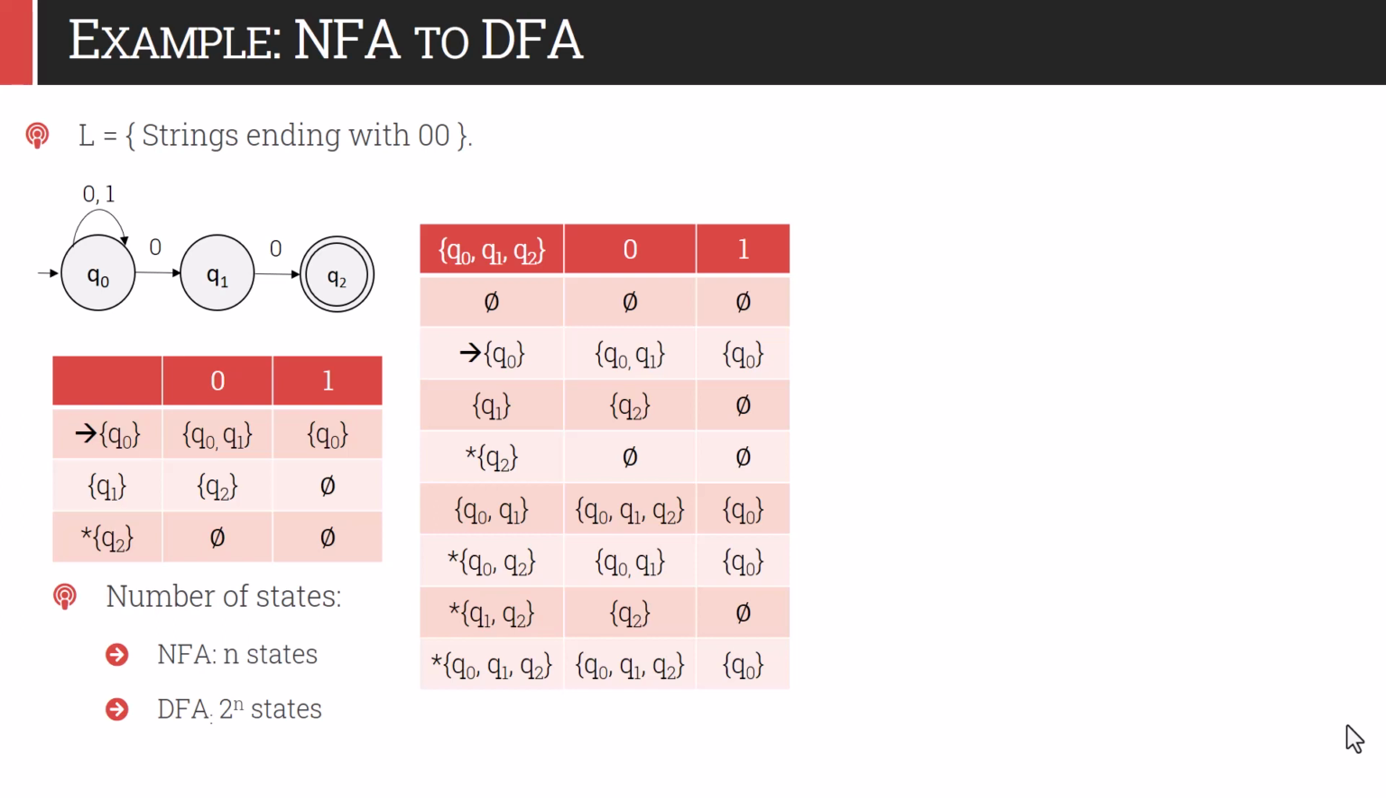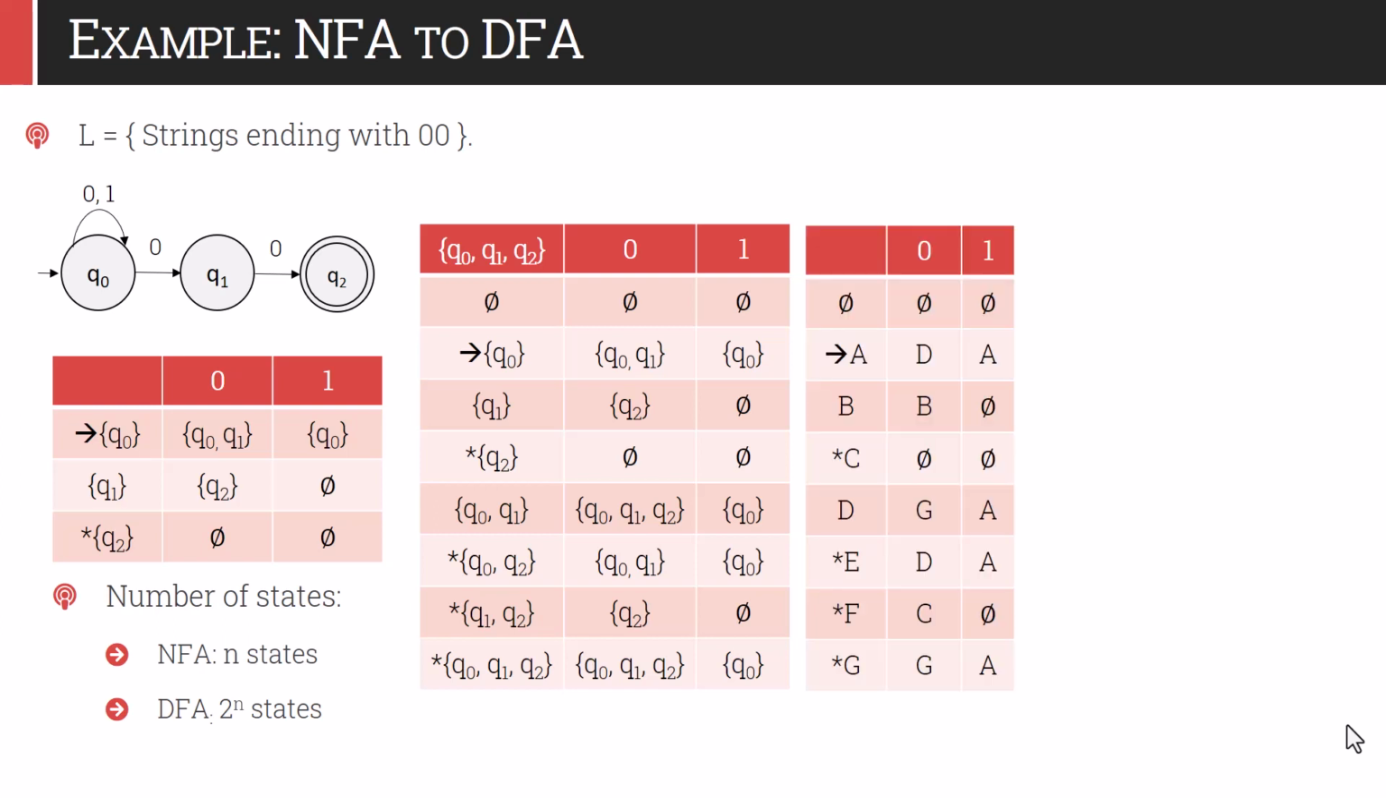In a DFA, the state is indivisible. It is only one, whereas in an NFA, it could be a set of states. So to convert this NFA, we have to combine the states and convert each into a single state. If we have {Q0, Q1} here, then we will map it to some state. So let's rename them. We rename the set {Q0} as A, {Q0, Q1} as D, {Q1} as B, {Q2} as C, and so on.